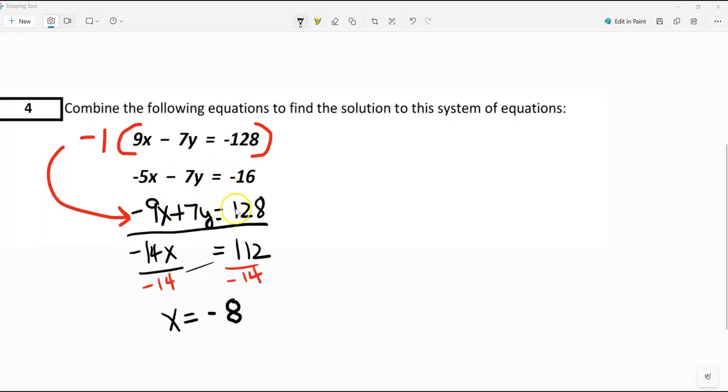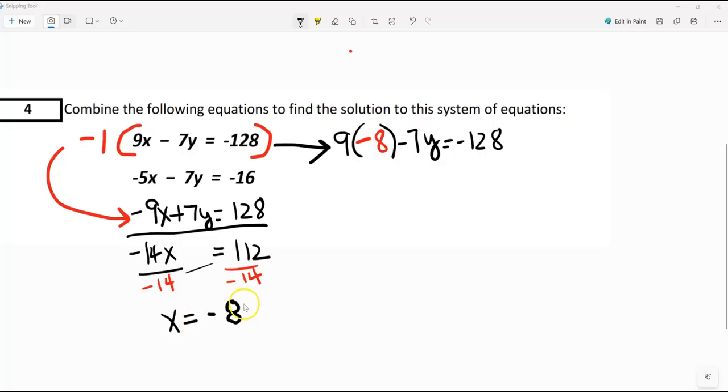Okay, so when I combine these two, I get negative 14x equals 112. Divide by negative 14 both sides, and I get x is equal to negative 8. So now I can use the top equation to go ahead and find out what my y is. So go ahead and try that, and pause the video and come back.